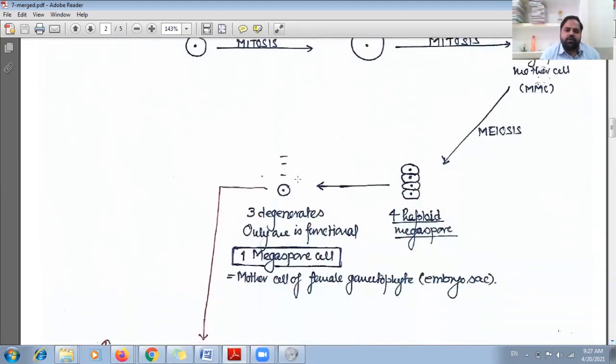And after that, what happens? Three of the haploid megaspores will degenerate, and only one megaspore will be alive. So three degenerate and only one will be functional. This is the mother cell of the female gametophyte or embryo sac. It means this megaspore cell will form the embryo sac.